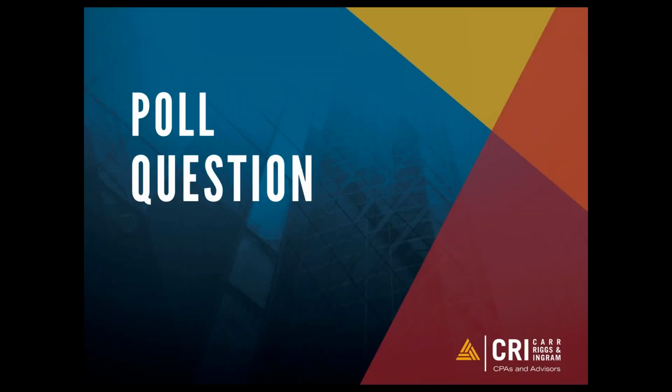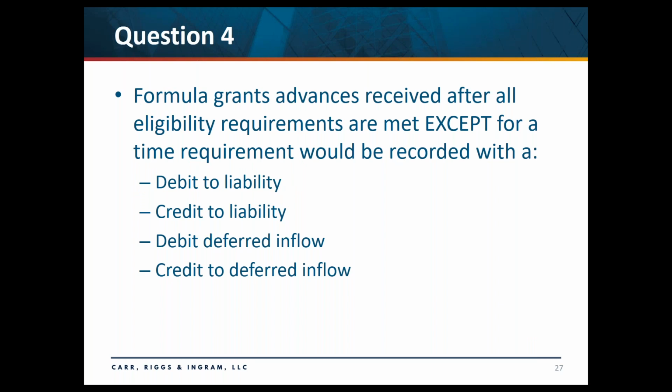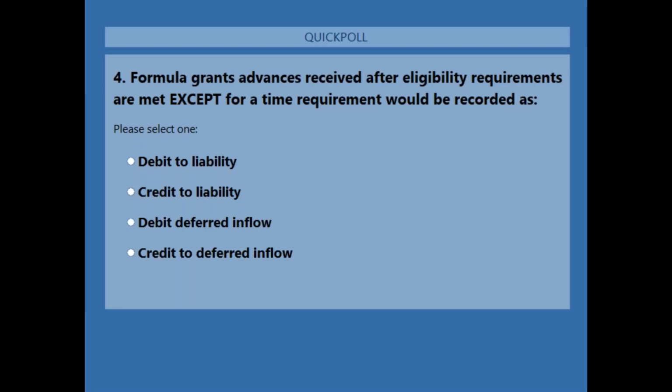Okay, so we're coming up to another polling question, number 4. Formula grants advances received after all eligibility requirements are met, except for a time requirement, would be recorded with the options: debit to liability, credit to liability, debit to deferred inflow, or credit to deferred inflow. So get those T accounts out and let's see where we end up.